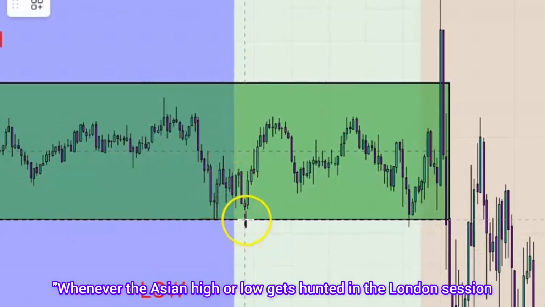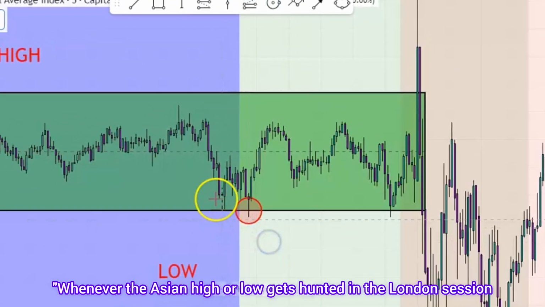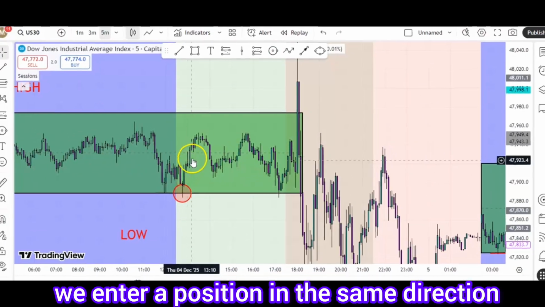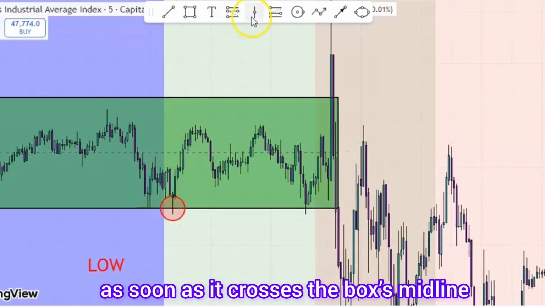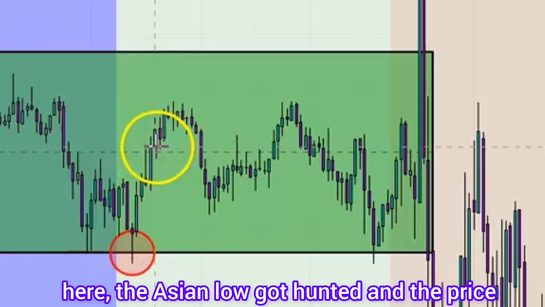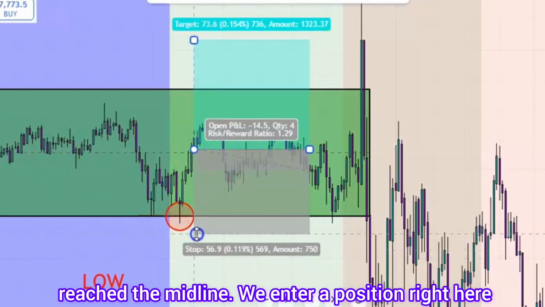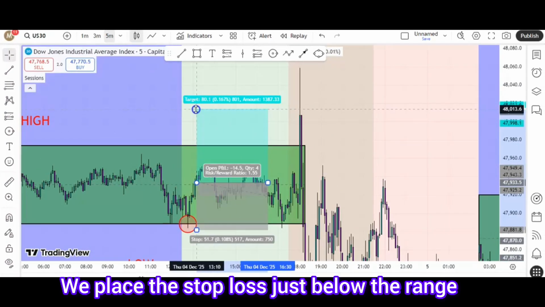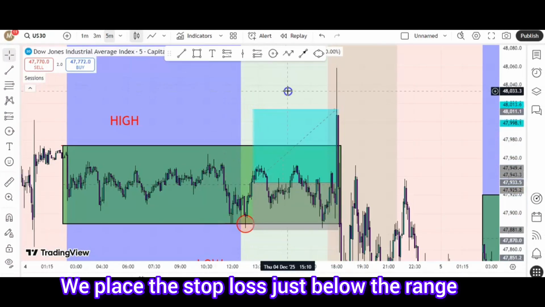Whenever the Asia high or low gets hunted in the London session and the price comes back inside the box, we enter a position in the same direction as soon as it crosses the box's midline. Here the Asian low got hunted and the price crossed the midline. We enter a position right here. Place the stop loss just below the range.